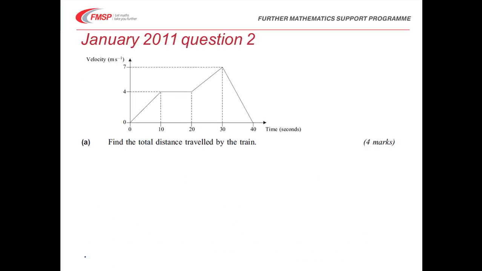So let's start by looking at part A and reminding ourselves that if we have a velocity time graph and we want to find the distance, then we do so by finding the area under the graph. So we could really just divide this up into 4 different areas: 1, 2, 3, 4. First of all, we'll write down the fact that the total distance is going to be the area under the graph. And then it's just a matter of finding each of those areas carefully.